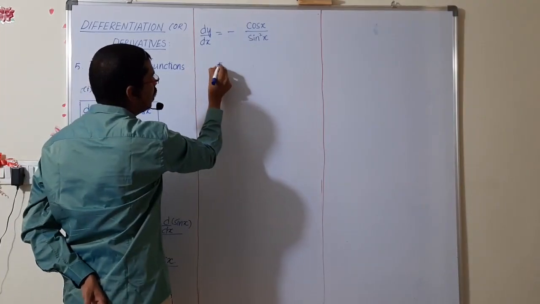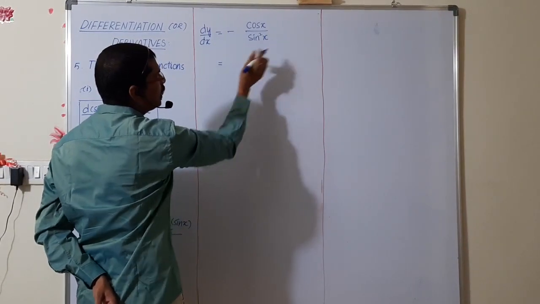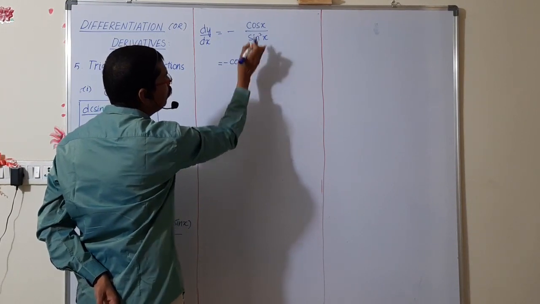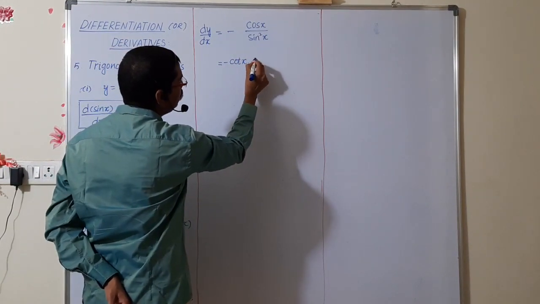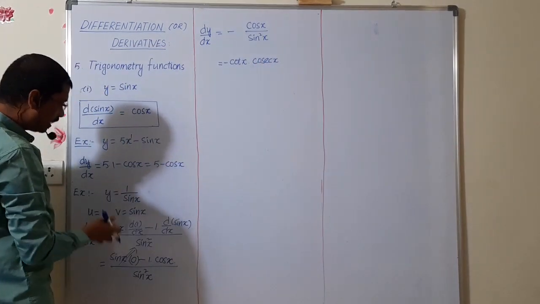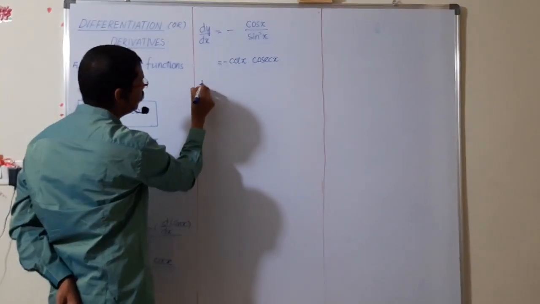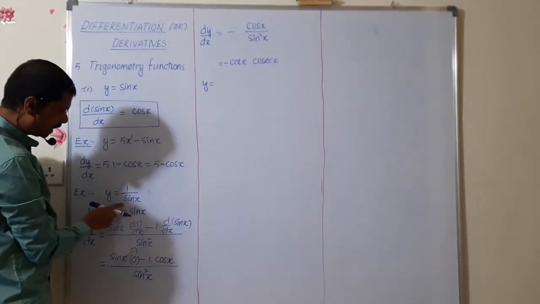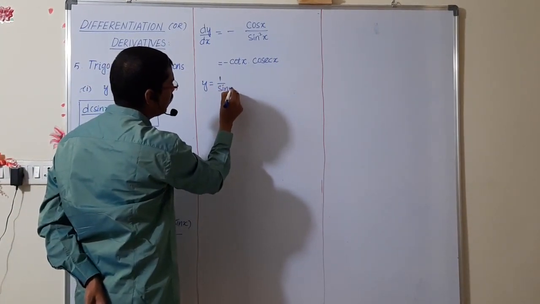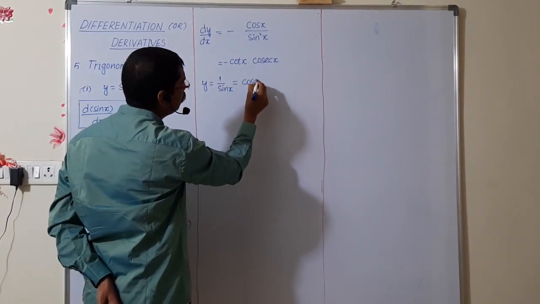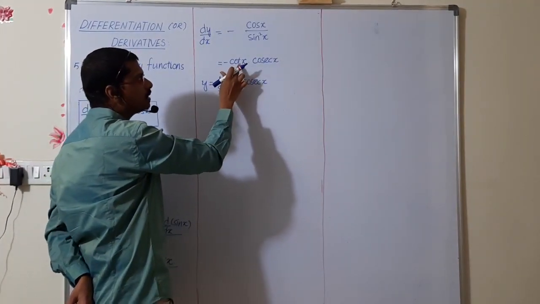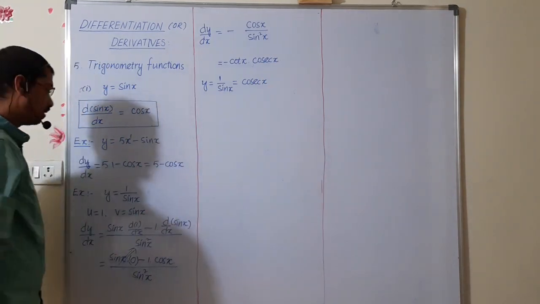Otherwise, if you want to write that value, sin x into sin x, we can write it as cos upon sin, cot x, and 1 upon sin is nothing but cosec x. Now here we are making one formula. What is the formula? Here y is equal to 1 by sin x, and 1 by sin x is nothing but cosec x. Now differentiation of cosec x, what is the formula? Minus cot x and cosec x. We can write like that.